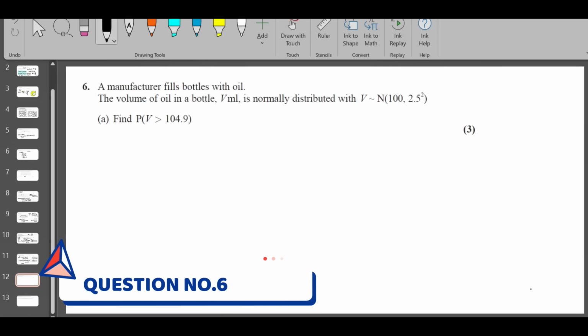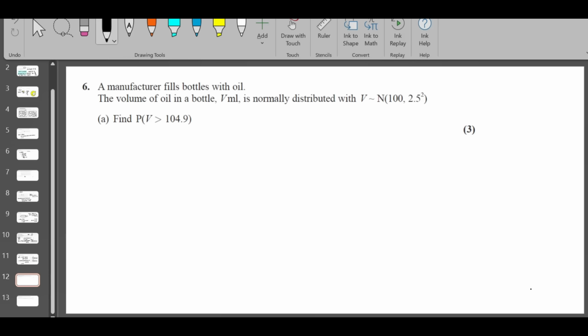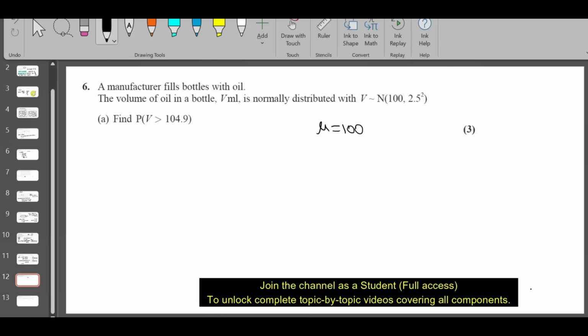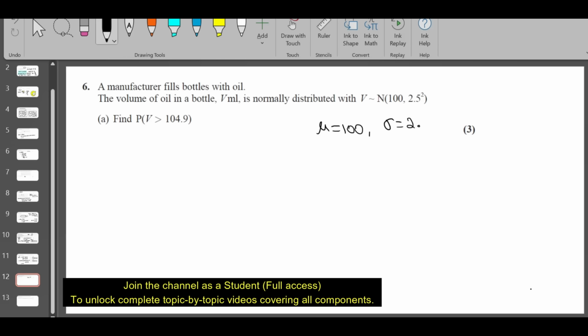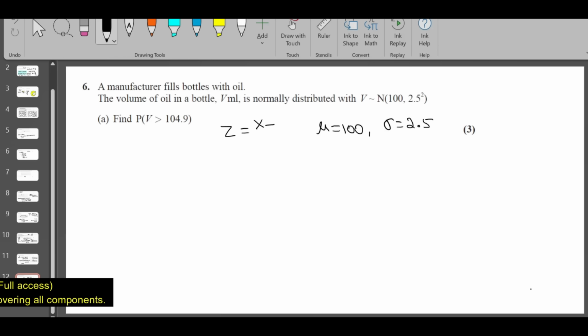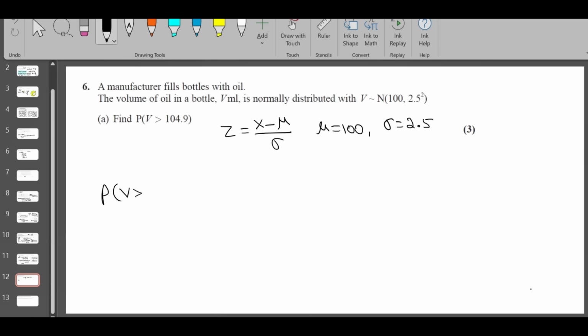Question number 6. A manufacturer fills bottles with oil. The volume of oil in a bottle V is normally distributed, with mu is 100, sigma is 2.5. And we know the coding when we standardize this: x minus mu over sigma. So we are going to standardize this. V is greater than 104.9 is the same as z is greater than x, which is 104.9 minus mu, which is 100, over sigma.